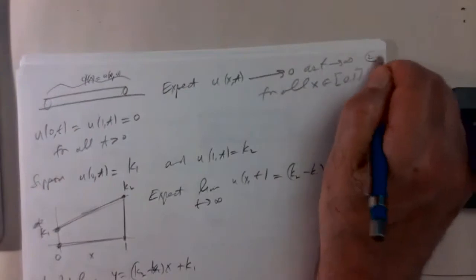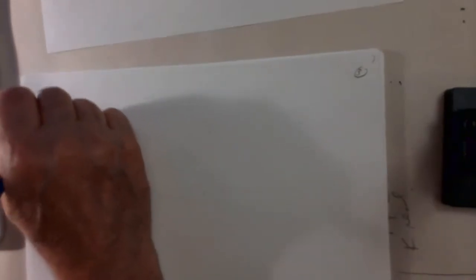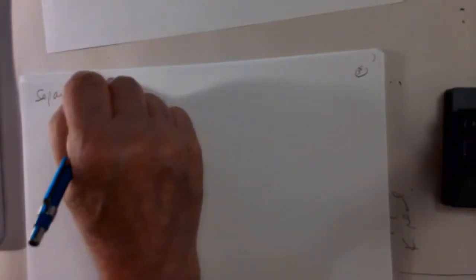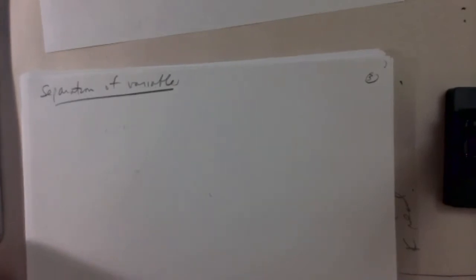Okay. And I'm going to start by repeating exactly what I did on Monday, because it is an extremely important method to solve a differential equation, which is called separation of variables. So this is different from separation of variables for an ordinary differential equation. So this is a method to try.